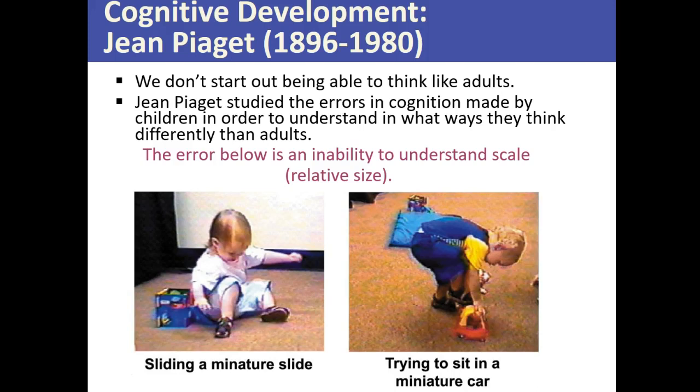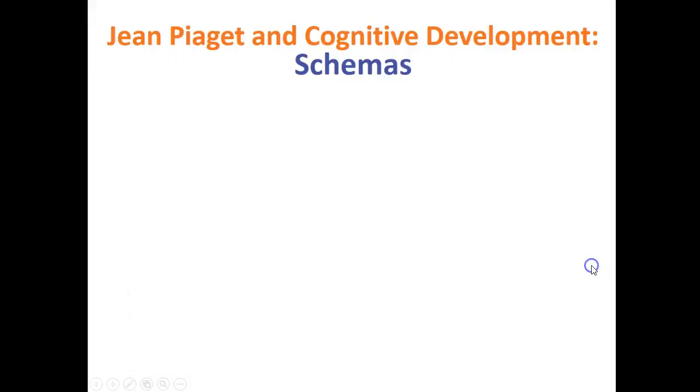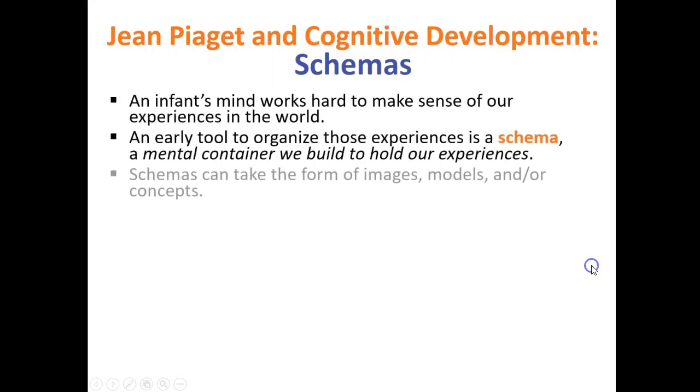But seeing a miniature slide and trying to slide down it, or being in a car and seeing a car move, and then seeing a small car and trying to get into it. All these things are important because children have to learn that scale. They have to learn that big and small. They have to develop all these capabilities and capacities. And Piaget said we do this in a variety of ways.